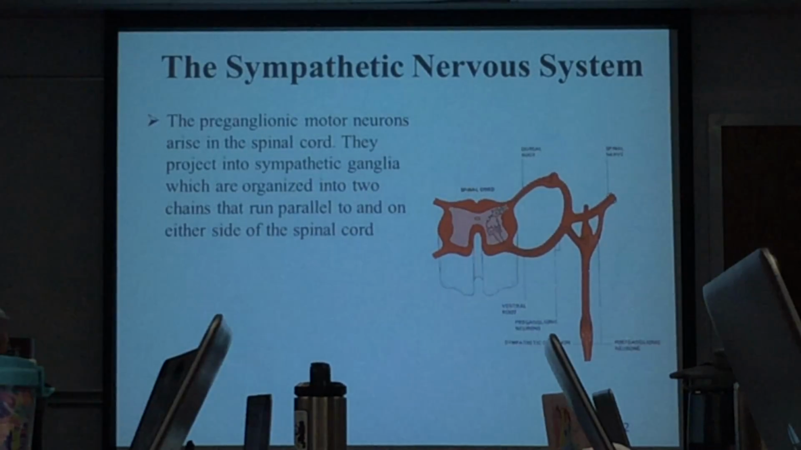For the sympathetic system, again, the preganglionic motor neurons arise in the spinal cord and project to the sympathetic ganglia, which are organized into two chains on both sides of the body, parallel to the spinal cord. So you have the spinal cord here, and this peripheral ganglion trunk is parallel to the spinal cord. You have two peripheral ganglion trunks on both sides of your body.